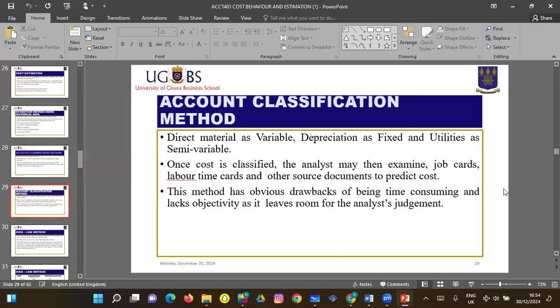So direct material as variable, depreciation as fixed, and then utility as semi-variable. Once cost is classified, analysts may then examine job cards, labor time cards, and other source documents to predict cost. This method has the obvious drawback of being time consuming and lacking objectivity, as it leaves room for analyst judgment, because the analyst might not be able to judge the cost correctly.